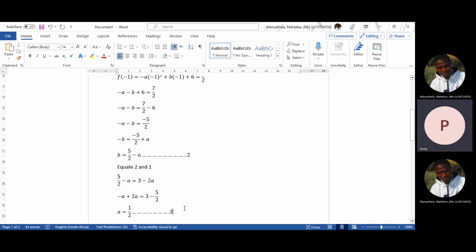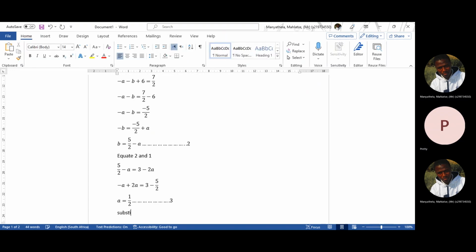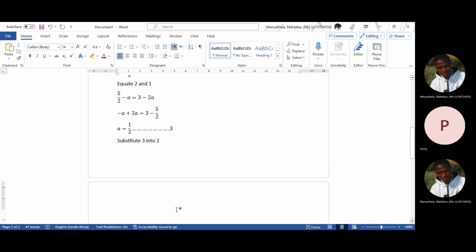Then substitute equation 3 in any equation between 2 and 1. We can substitute into equation 2. So in equation 2, b equals 5 over 2 minus a. Since a is 1 over 2, b equals 5 over 2 minus 1 over 2.